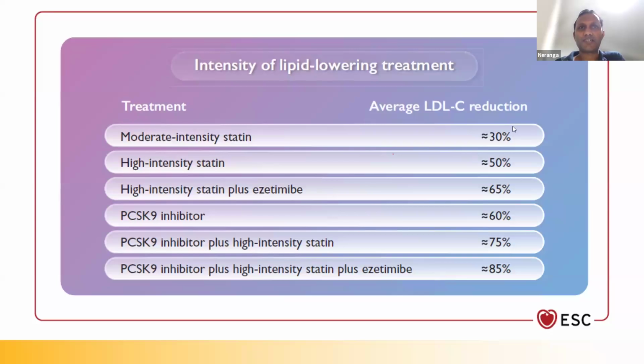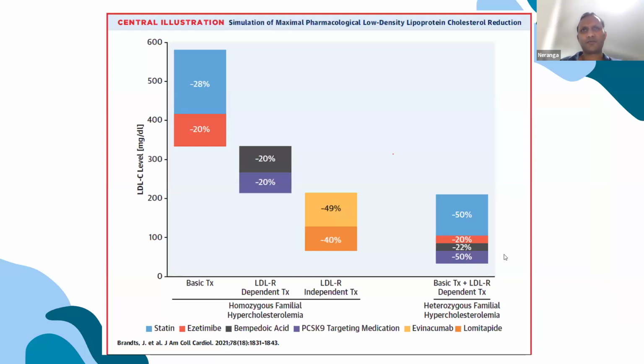So this is the average reduction with statins, etc. Statin potency, 90 to 50, and so on. You can reduce it more. So I have summarized every available lipid lowering treatment here. This is a JAMA Cardiology article from 2021.